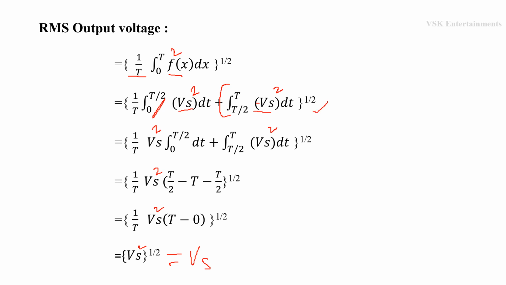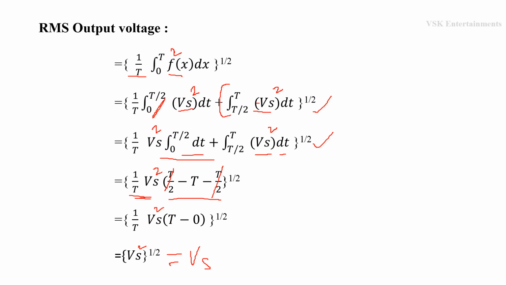Substitute those two values in this expression, then we get 1 by T Vs square integral 0 to T by 2 dt plus integral T by 2 to T, here minus Vs whole square, that is Vs whole square into dt. From these two terms take 1 by T into Vs square as common, apply the integration and substitute the limits. We get T by 2 plus T by 2 minus T by 2, in which the terms cancel.